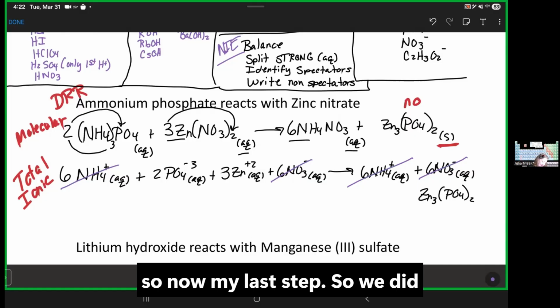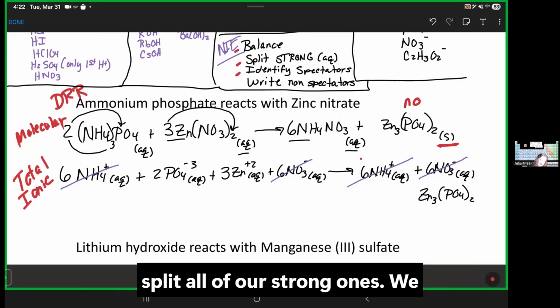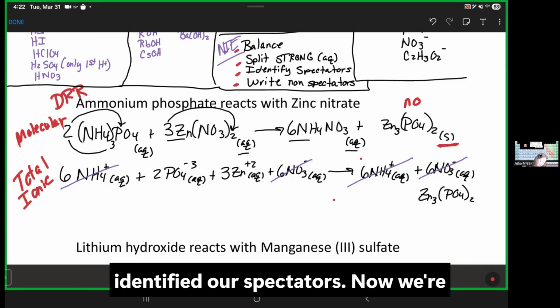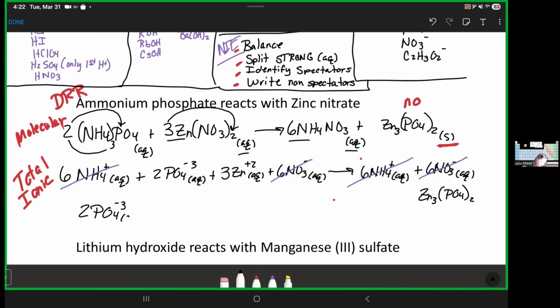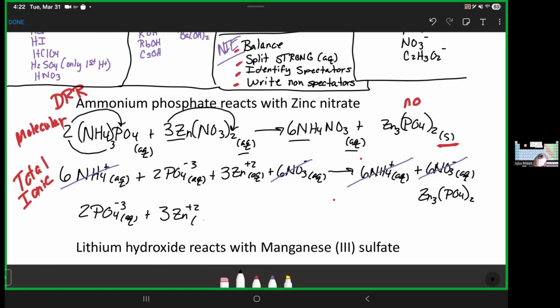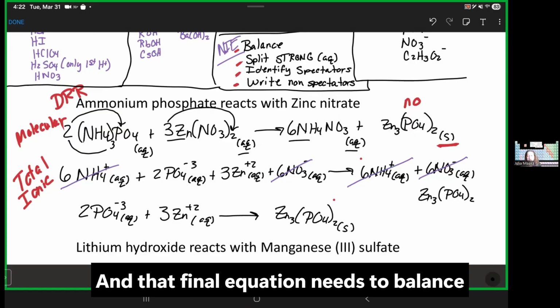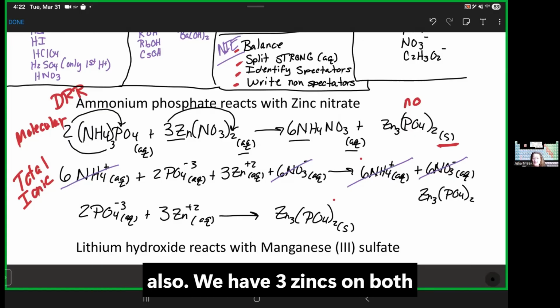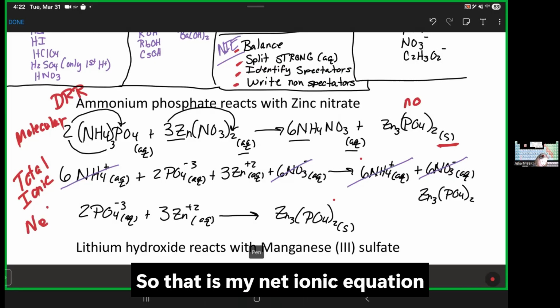Now my last step. We balanced the equation, we split all of our strong ones, and we identified our spectators. Now we're going to write the non-spectators. So I have 2 phosphates with 3 zinc ions, making a zinc phosphate. That final equation needs to balance also. We have 3 zincs on both sides, 2 phosphates on both sides. So that is my net ionic equation.